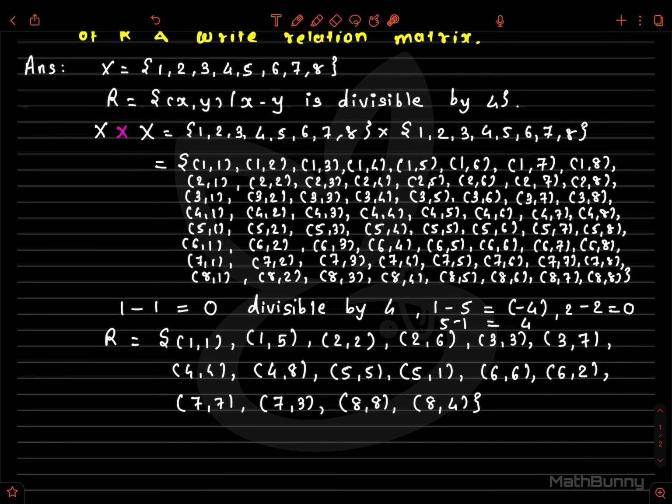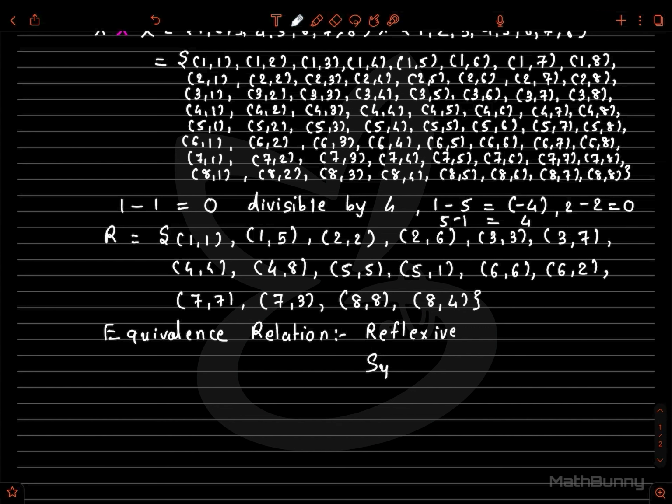So you can see all the elements are such that the subtraction of both the elements is divisible by 4. From this Cartesian product, we have written all such ordered pairs. So this is the relation R. Here it is asked that we show R is an equivalence relation. What is an equivalence relation? If a relation is reflexive, symmetric, and transitive, then it is called an equivalence relation.